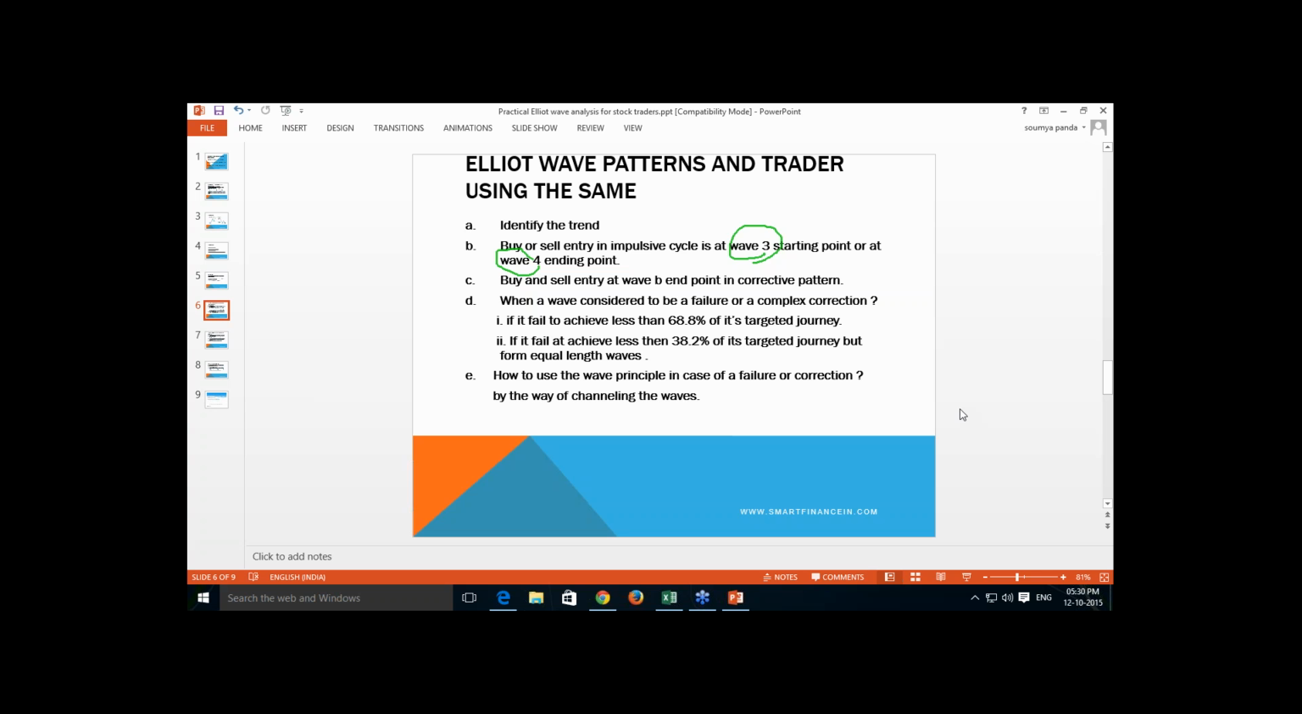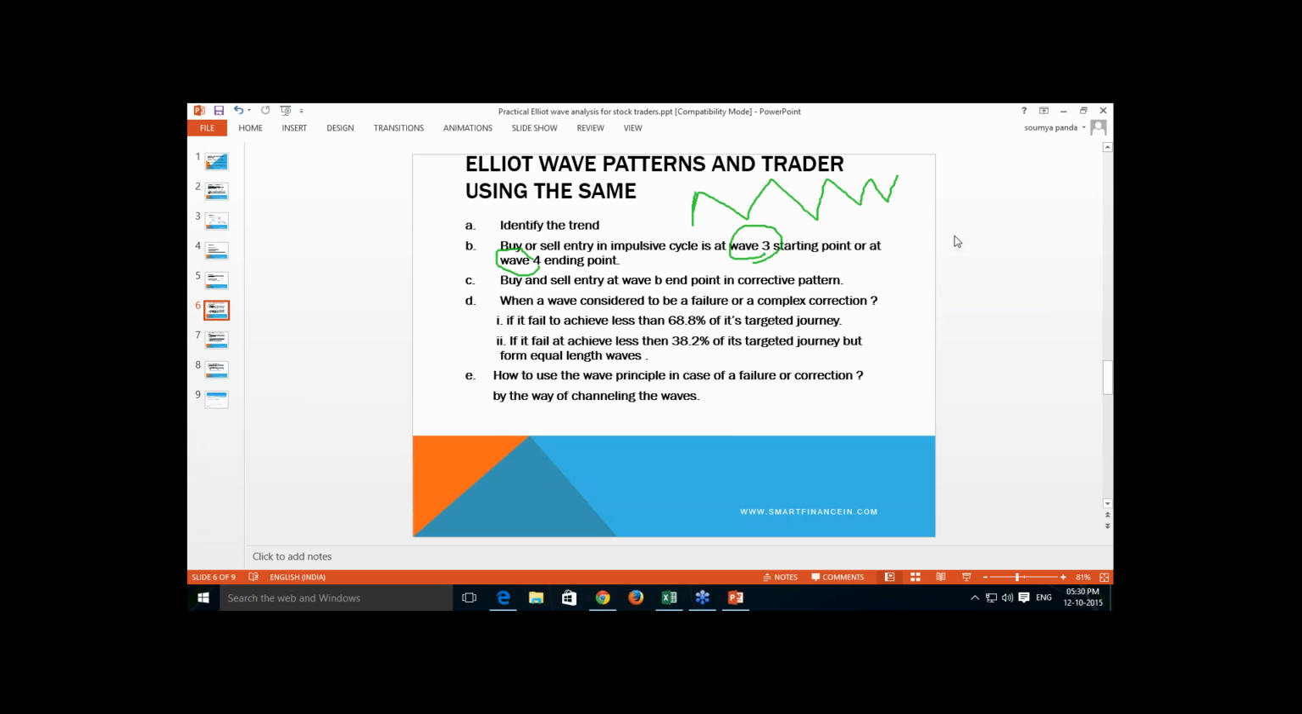So second point also, if it achieves only 38% of this targeted journey, then you can say that it is not going to form any kind of ABC wave or 1, 2, 3, 4, 5 wave. Rather, it is going to form waves of equal lengths. Waves of equal length means it is going to form a pattern like this. Same equal length waves it is going to form.